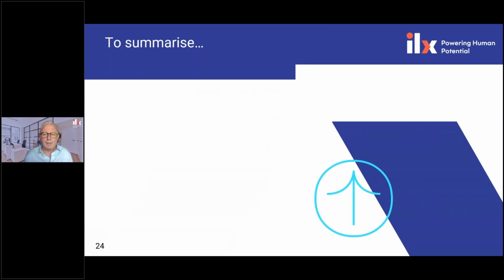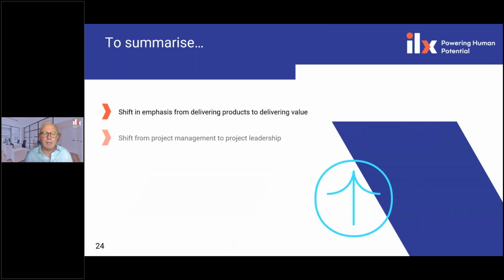So to summarize, it's a shift from not just delivering products, but delivering products that deliver value. The project management remains, but now definitely underlines project management and leadership. If you were to teach people within your organization management, would you teach them just management, or would you teach them management and leadership? For me, Agile's done the right thing here.